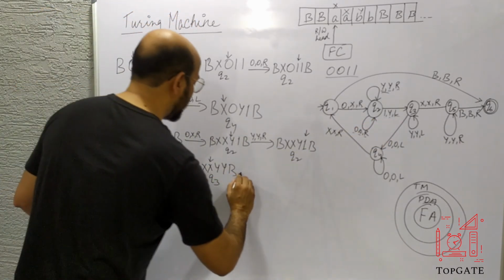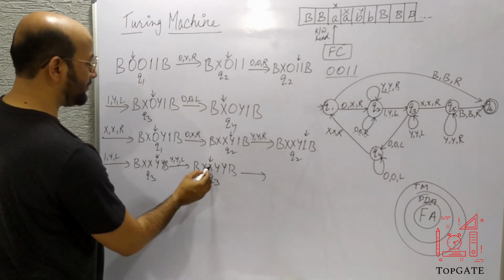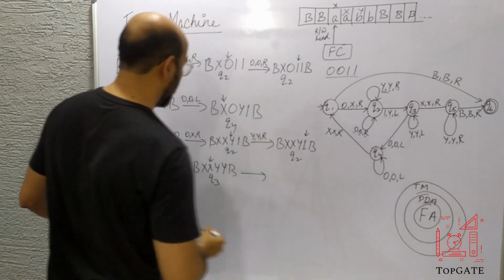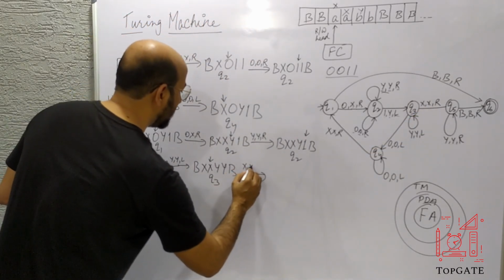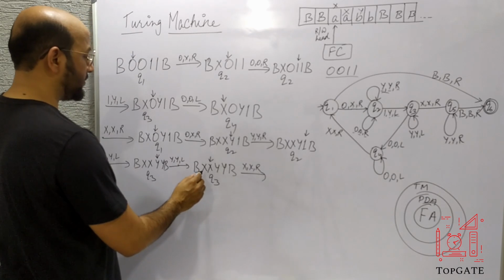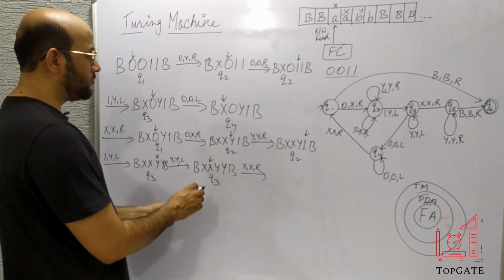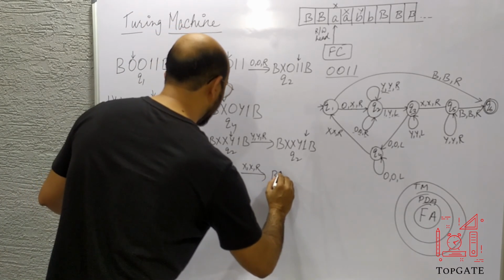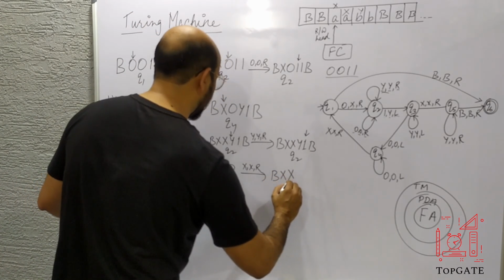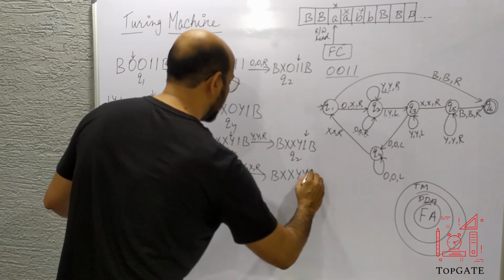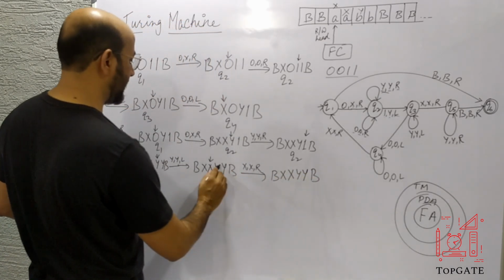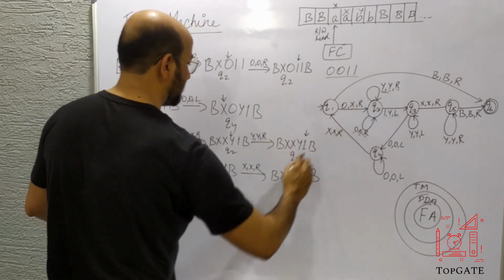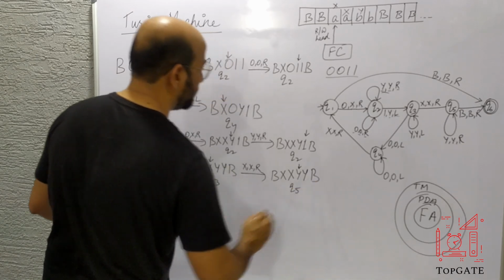Now at Q3 input for X, again I have this move. So I'll apply this one, X comma R, and it is saying this X should be X and move on to the right side. What I'll write is B, this X, and then X will be X only, Y, and then B, and move to the right. So it will now point on to this Y, and I'm moving on to state Q5 this time.